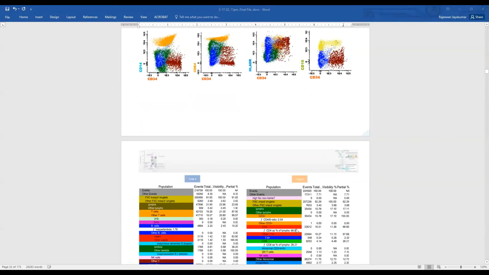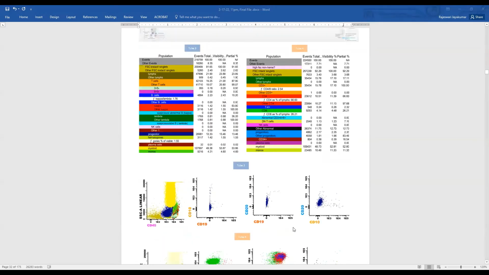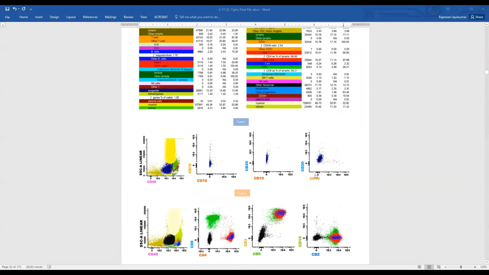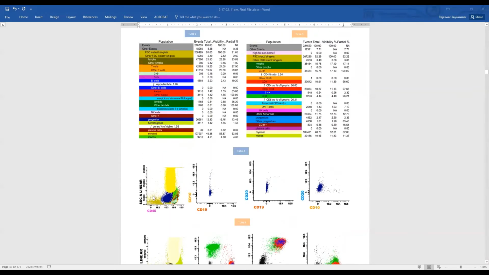So now let's move on to the other two tubes. Going by the markers in these tubes, this is a B cell tube which has 19, 10, and 20. And this is a T cell tube which has CD4, 8, 3, 5, 2, and 10. In the B cell tube, the blasts are painted as dark blue, and those are negative for 19 and 10 and 20. So again, nothing lineage specific for B cells.